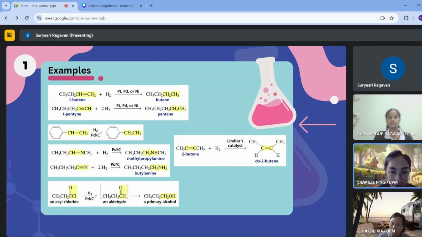Here are some examples. Like the alkene will transform into alkane, and also alkyne transform into a cis alkene, and also an alkyl chloride transform into a primary alcohol. Next slide.